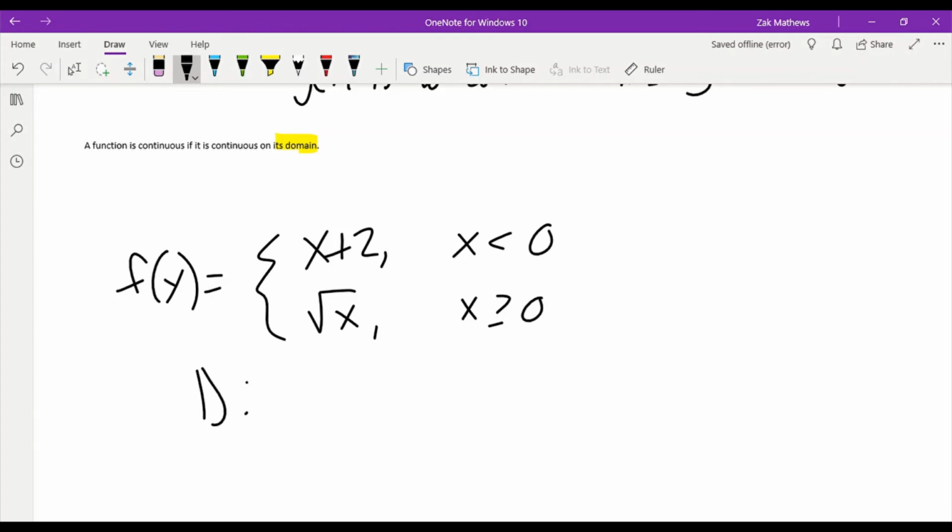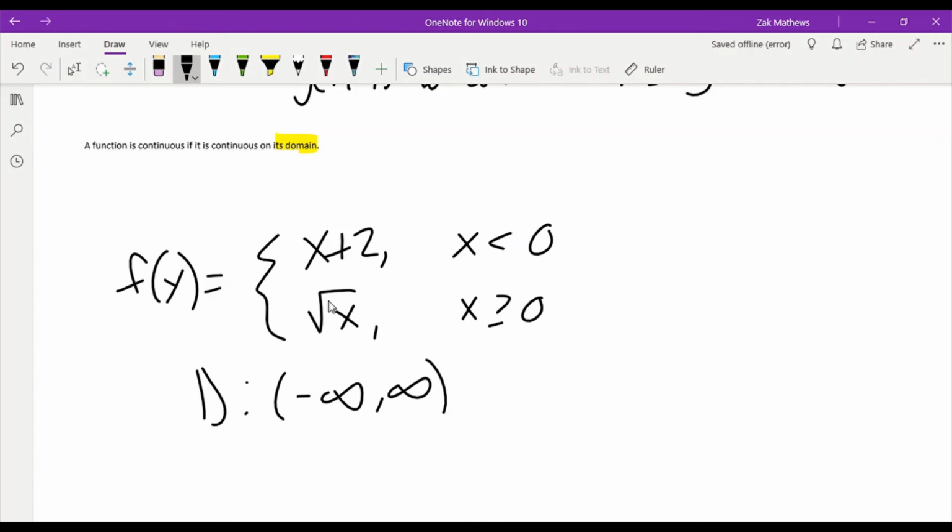Well, clearly, negative infinity to infinity. We have all x values here, all x values less than 0, and then we have all that are greater than or equal to 0. We know that this little piece here, the x plus 2, that's a polynomial function, it's linear. That would be continuous on this restricted domain.